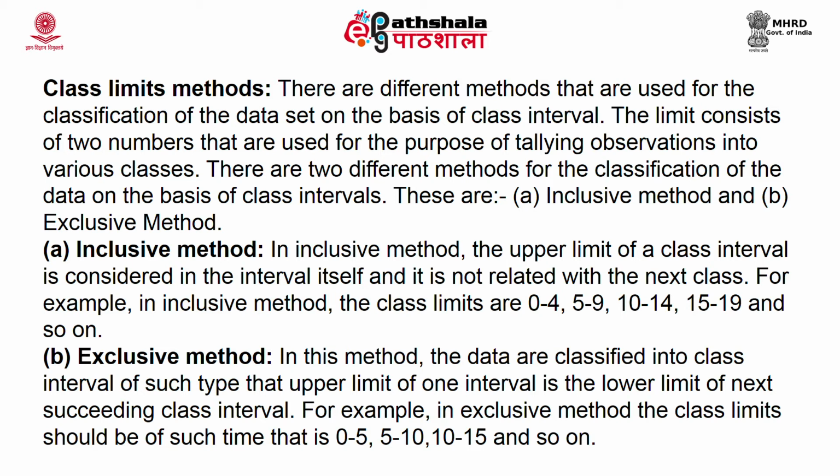So one can easily observe that in the exclusive method, if we consider 0 to 5 as our limit, then we can't take 4 in the next interval. This is the major drawback of the inclusive method. Let us suppose you want to put the value of 4.5, then in the inclusive method we can't consider it, but in the exclusive method it can be considered.